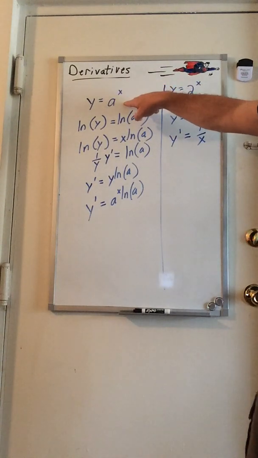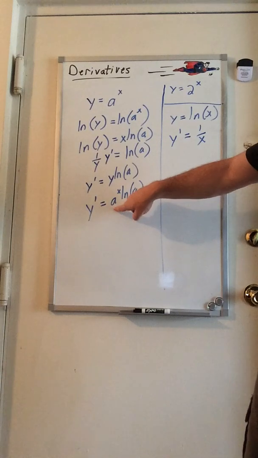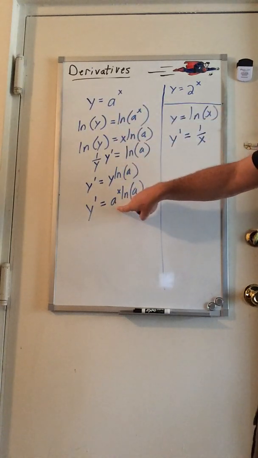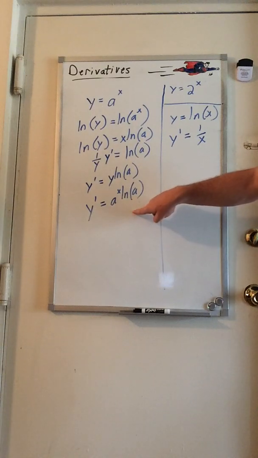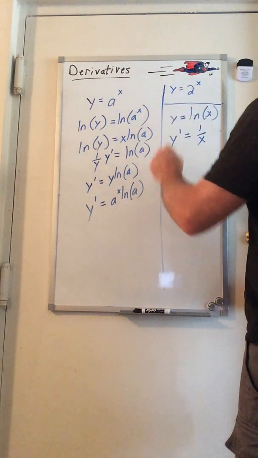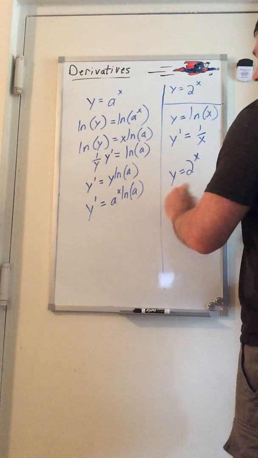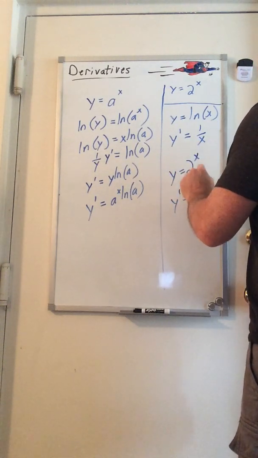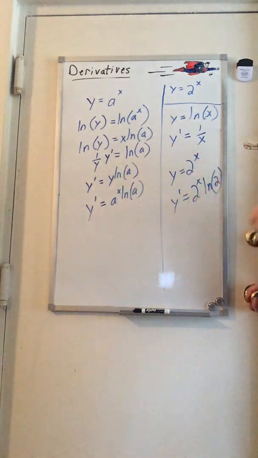If you have an exponential, when you're doing the derivative, you have to write the exponential. a to the x, a to the x. It has to be in your derivative. Then you do ln of the base. So over here, if y equals 2 to the x, y prime, it's rewrite the exponential always, ln of the base, 2.